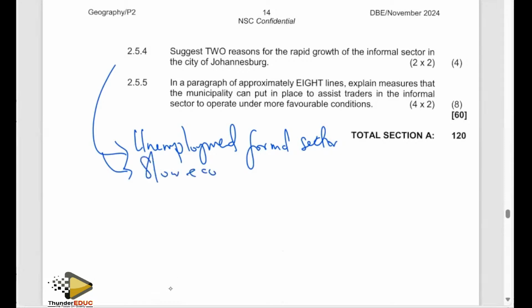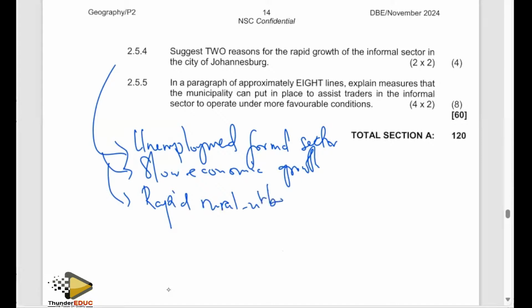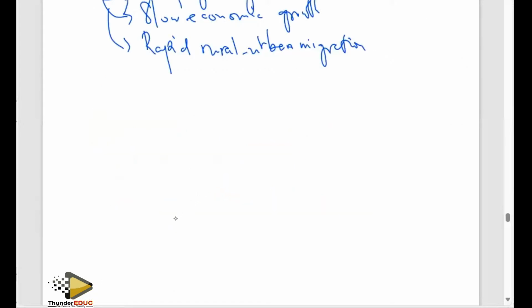the slow economic growth. The economy is not growing at a pace which allows for the absorption of all people into economic activities. So people will end up engaging in the informal sector. Then you can also give rapid rural-urban migration. It's also another reason. So many people migrating from rural areas into cities and towns has also contributed towards the informal sector getting filled up with people.